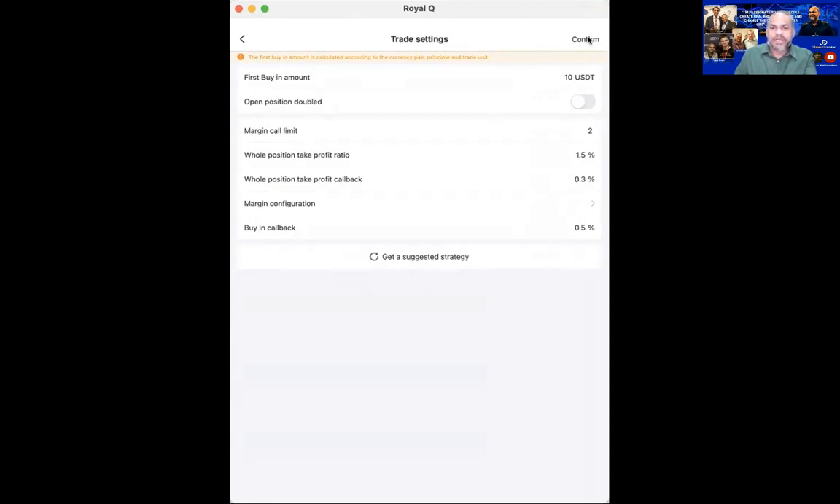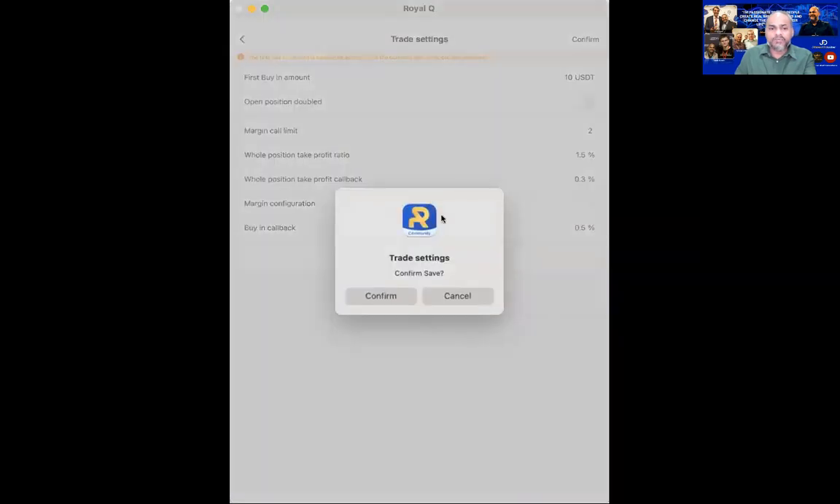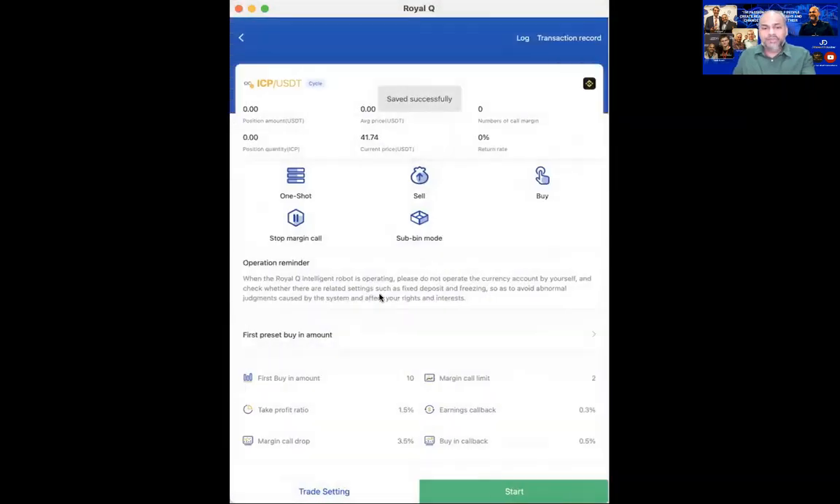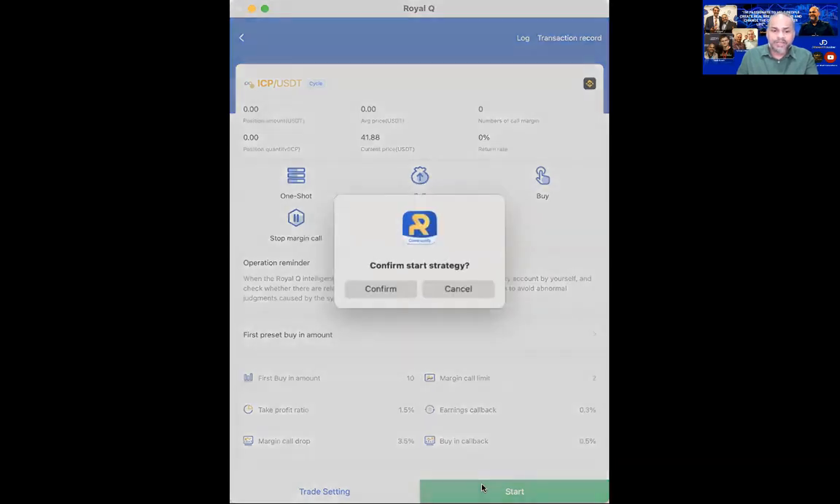Make sure you click confirm at the top there. Can you see that? Top right, there's a confirm button. Click confirm. Once you have clicked confirm, now you are ready to place the trade. So I'm going to start and confirm this trade.